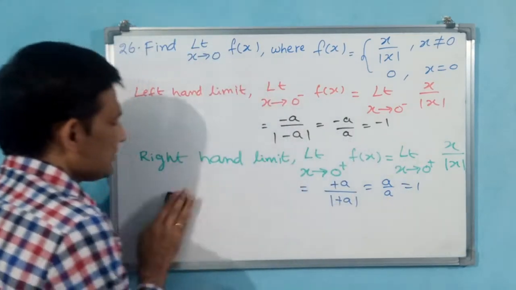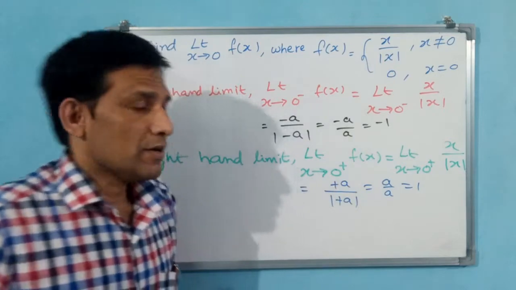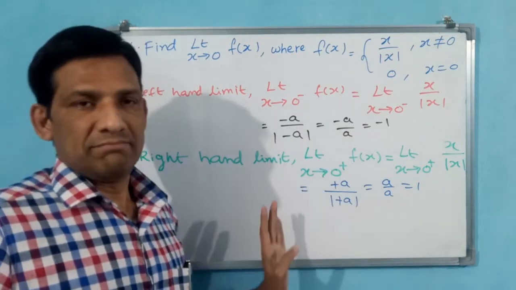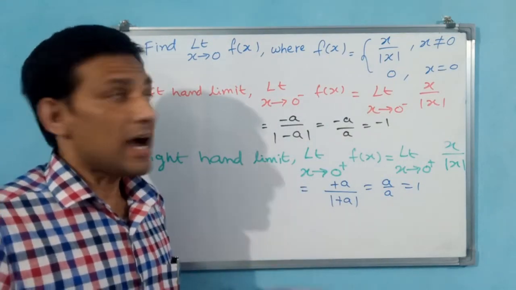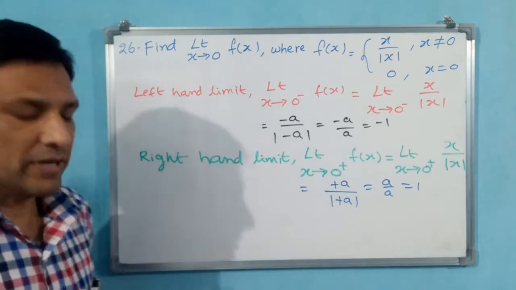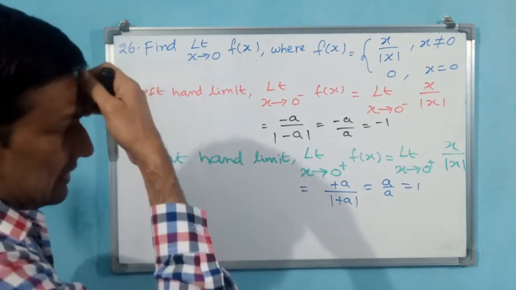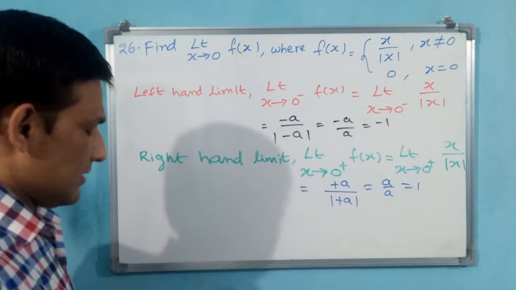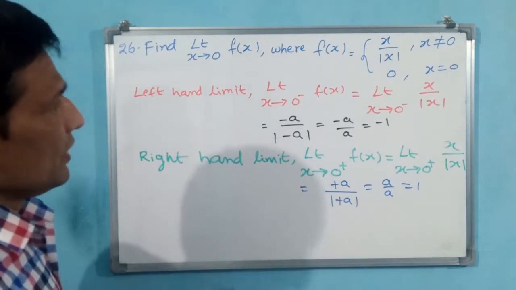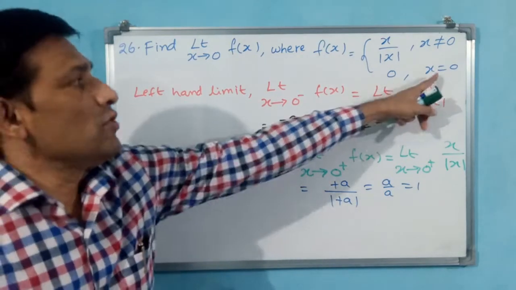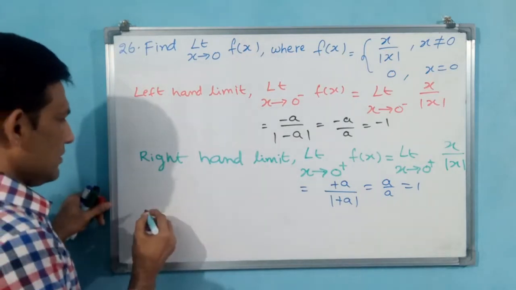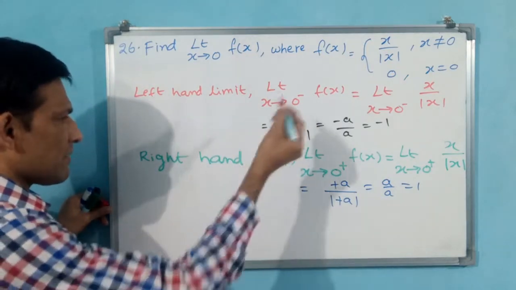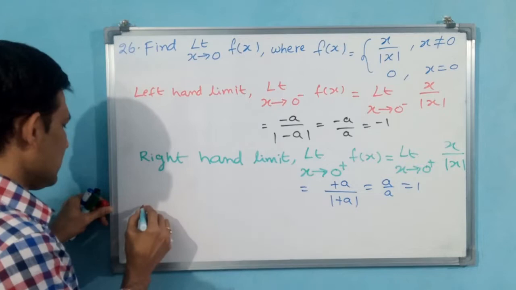Now you tell me, minus 1 and 1 both are not equal. Limit does not exist at 0. Okay? Just I am writing, you see what I am writing. Even you can write this also: at 0 it is 0. That also we can write. Why? Because we know, that is why we can write. We did not find, we know. Okay, write down.